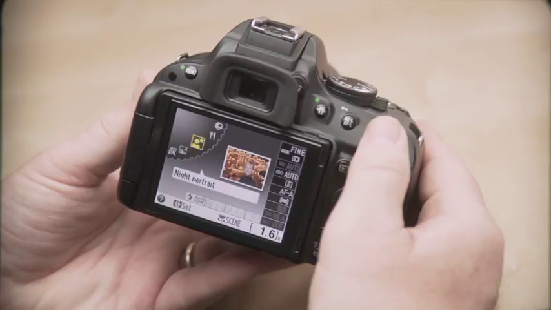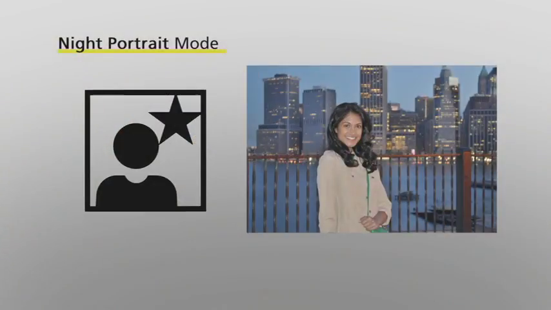For example, one of my favorites is Night Portrait, which uses the slow sync capabilities of the camera to achieve a nice balance between the flash lighting the people in the foreground and the ambient light of the background.